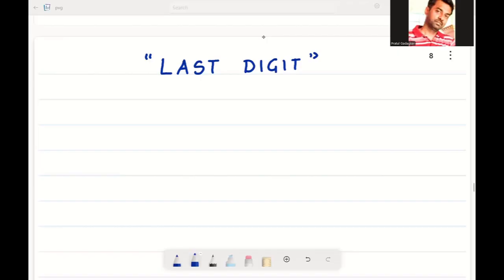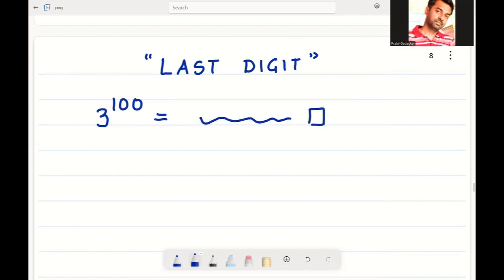In this video, we are going to solve problems of finding the last digit of a given number. For example, I take a very large number, say 3 to the power of 100. Now I'm interested in finding the last digit of this very big, huge number. So let us see how to solve this kind of problem.